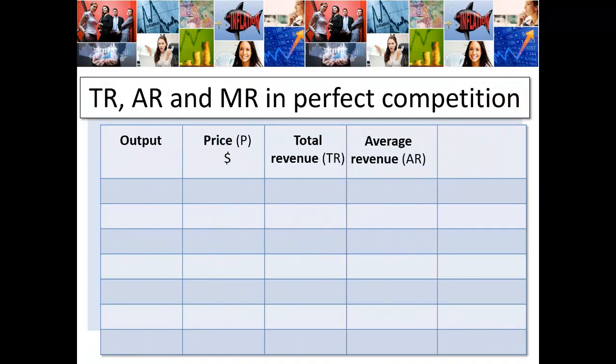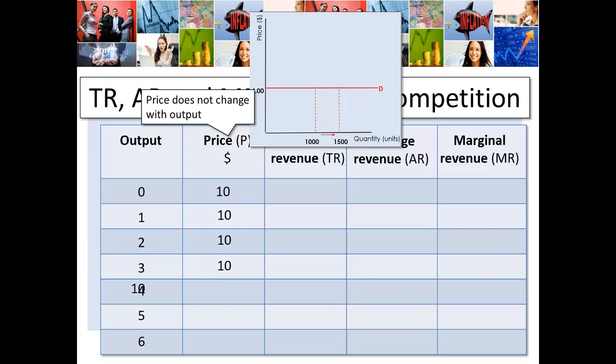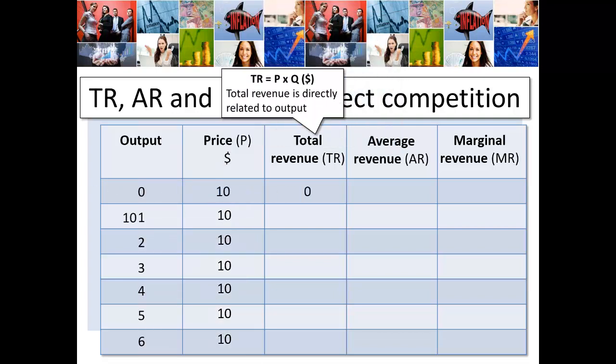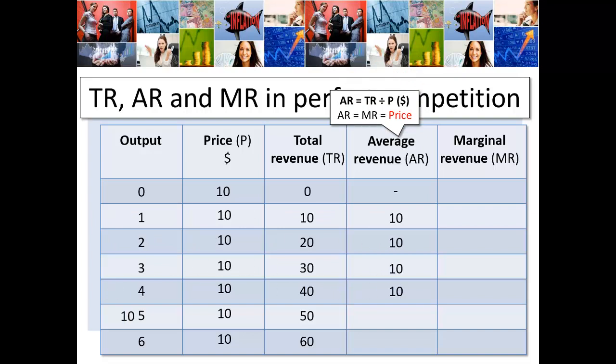Let's have a look at some revenue data for firms. So output, no output at 0 through to 6 units of output. In perfect competition, price doesn't change with output. We see that from the demand curve. Price is consistent. Total revenue, price times quantity. The calculation is superbly easy. Average revenue, we are just dividing total revenue by quantity. And we also know that in perfect competition, average revenue equals marginal revenue, which equals price.